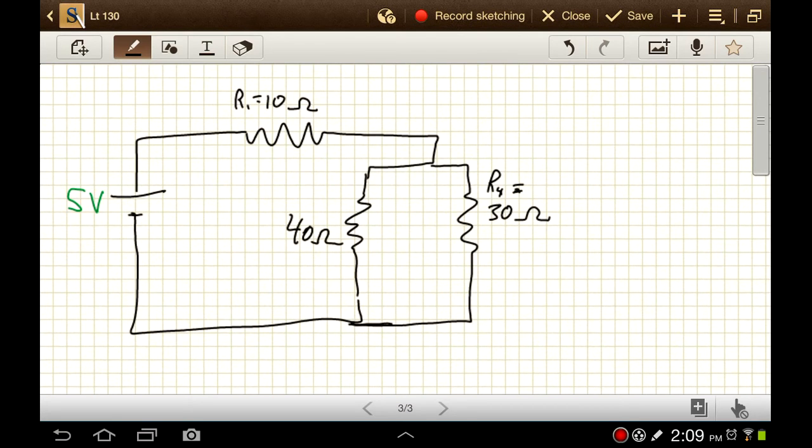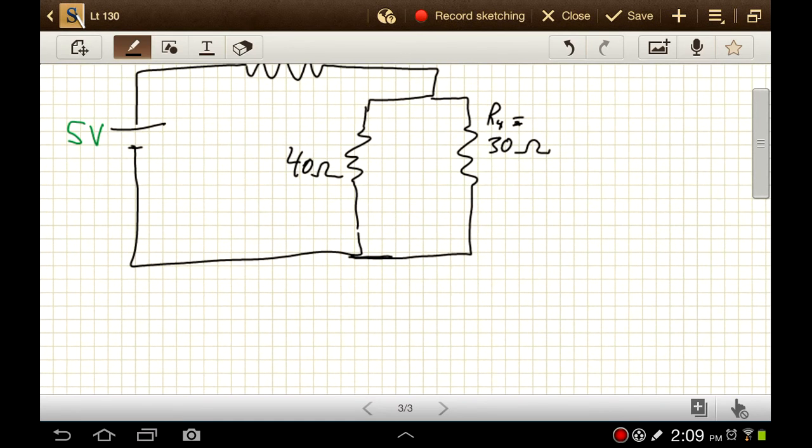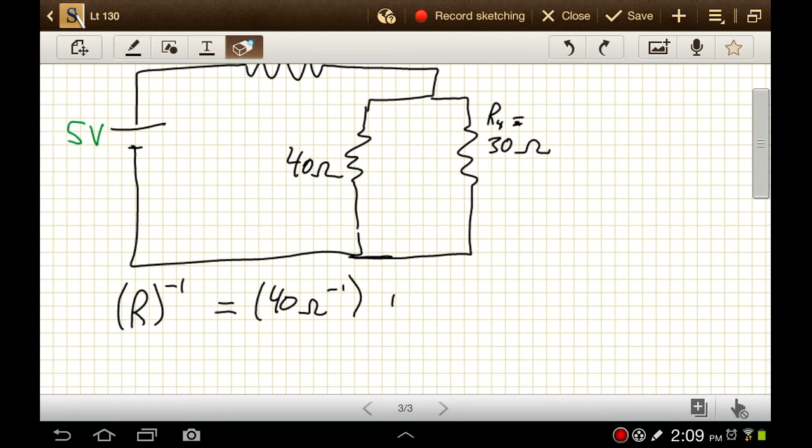Okay, now I see these two are in parallel. There's no combinations there. So to get the equivalent resistance there, I'm going to say that 1 over the total, or another notation that's useful for this, the total resistance inverse is equal to 40 inverse. That should be 40 ohms. So the inverse of 40 ohms plus the inverse of 30 ohms. And so if I want just R by itself, I'll take the inverse of both sides.